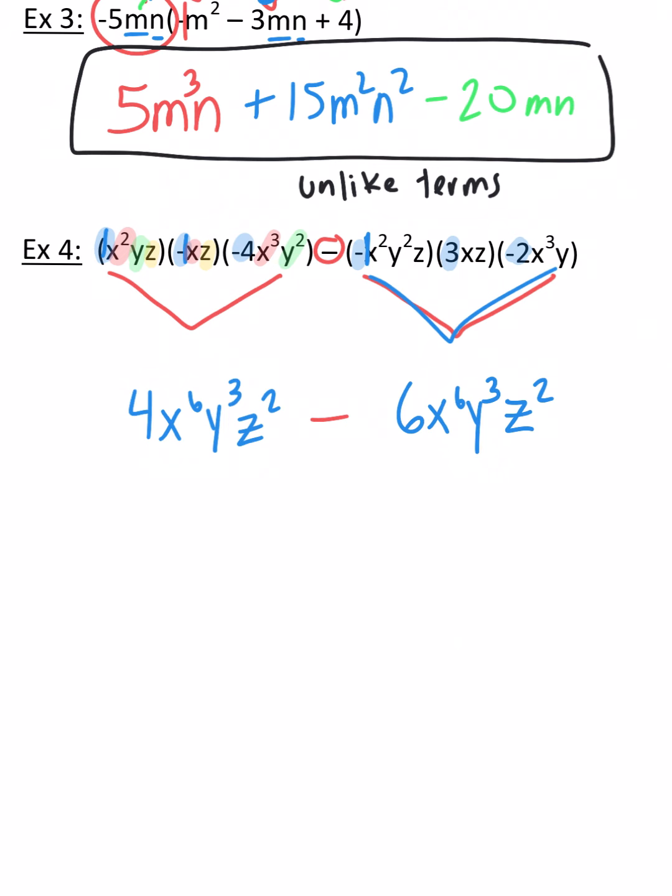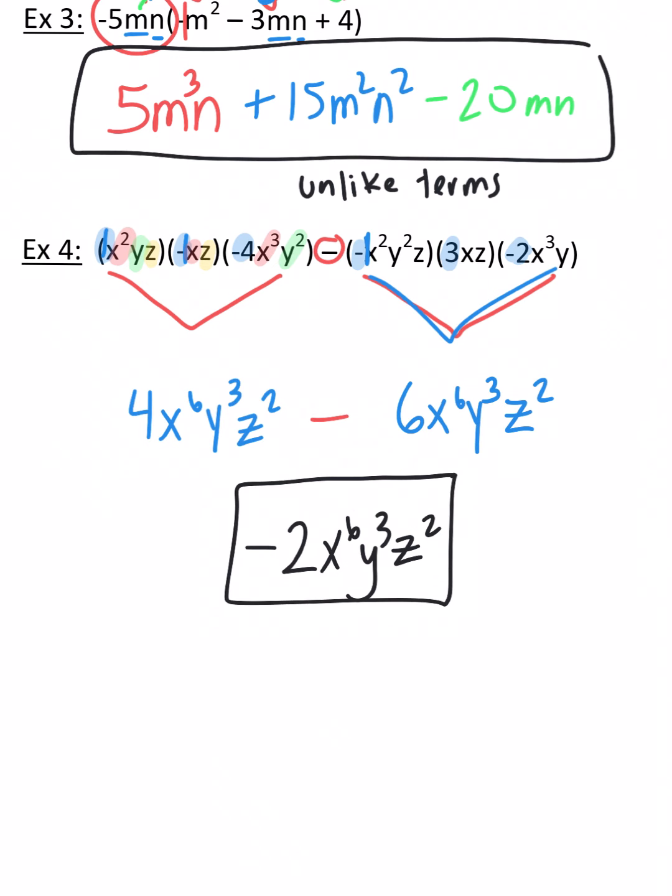Pause the video and see what you think you get when you subtract 4x to the 6th y to the 3rd z squared minus 6x to the 6th y to the 3rd z squared. Okay, and you should have negative 2x to the 6th y to the 3rd z squared. So when you subtract, you're only subtracting these coefficients and you're keeping the last name, the variables, right? So if we talked about like terms, we just subtract or add the coefficients, but all the variables and their exponents stay the same in subtraction.